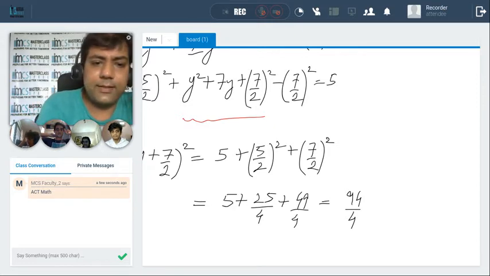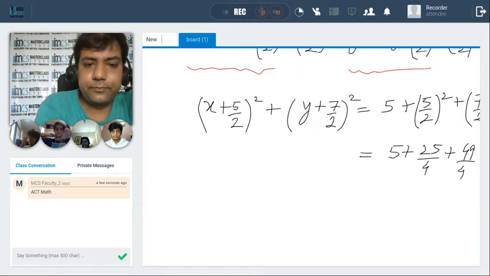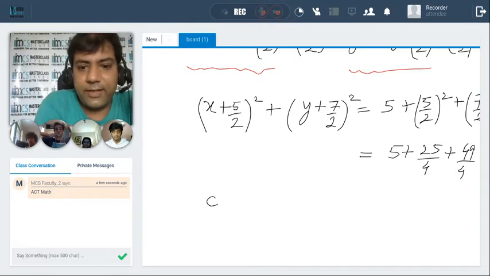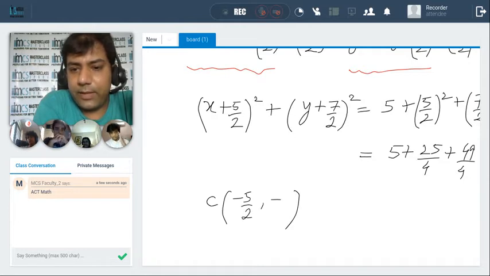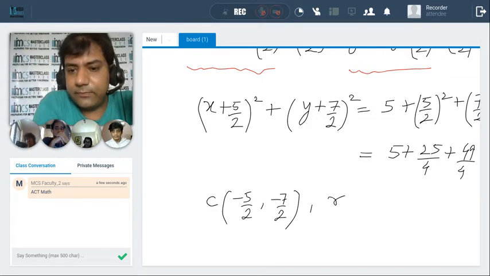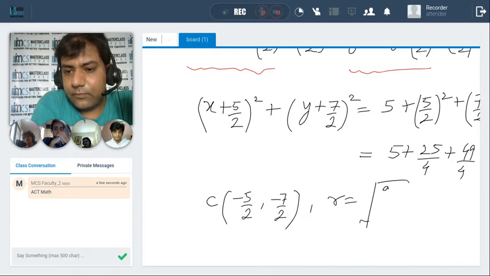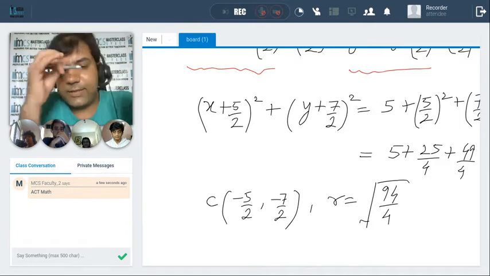So what is the center? I am not talking about that. What is the center of the circle? Negative 5 over 2 comma negative 7 over 2. And what is the radius? Square root of 94 by 4. Is that fine?